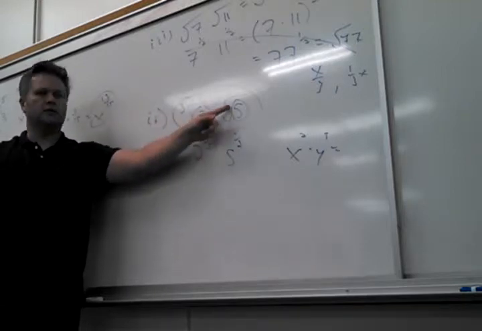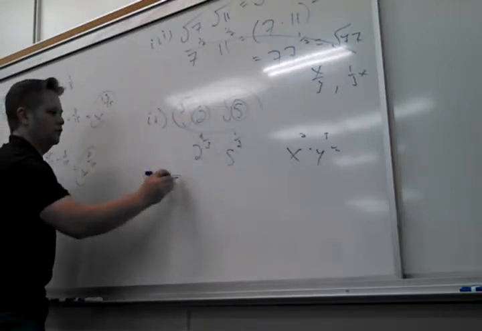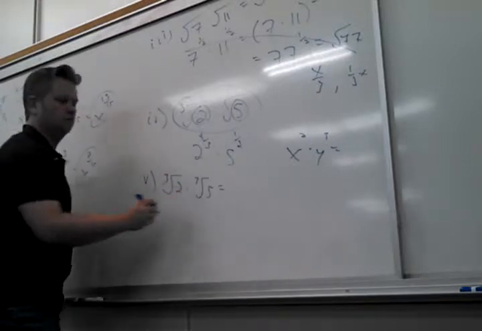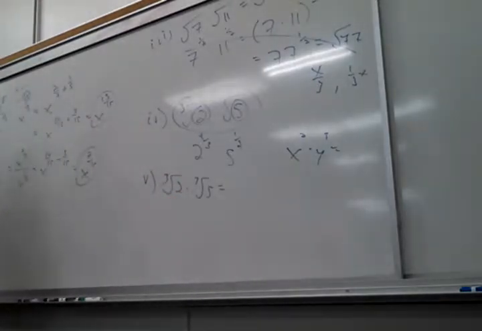The roots have to be the same. So if I had this instead, cube root of 2 times cube root of 5, what would that be? Cube root of 10. I'm allowed to multiply the insides because the roots are the same.